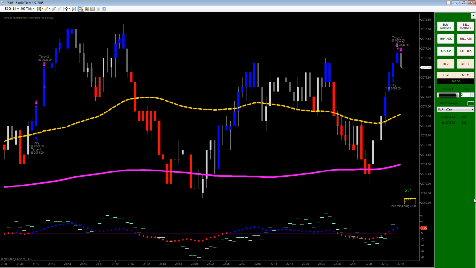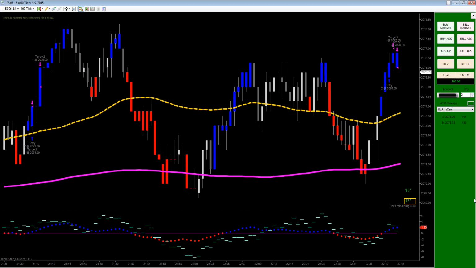Stopped out. Alright, well, we got stopped out there on the second contract, so we hit the first contract target. Second one, we got stopped out. So we made partial profits on that. So it's okay. See if there's another trade.